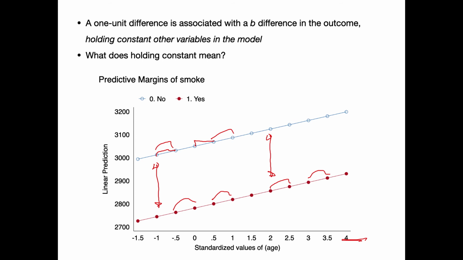And that can be a good thing. That can be problematic. It depends on the research question that you have, whether holding constant makes sense or not. And I'm going to show you a way in regression to essentially relax that assumption and allow variables to have relationships with the outcome that are a function of another variable. Those are called interactions.